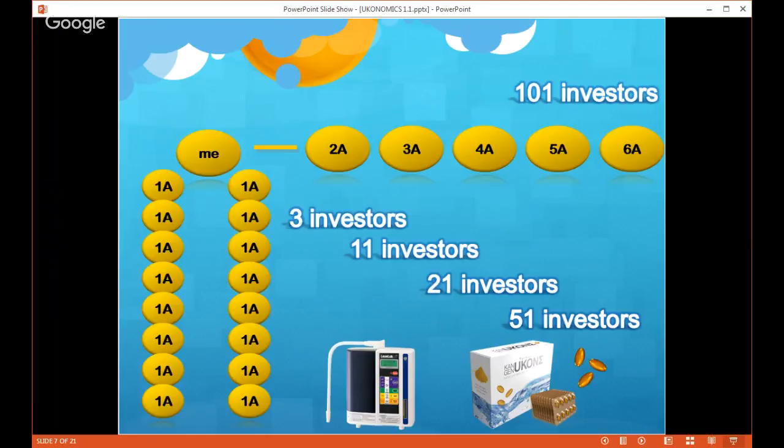So if you got 3 total investors, then you can move up to a 2A. If you had 10 total investors, your next investor will put you at a 3A. If you had 20 total investors, meaning direct sales or indirect sales, your next sale could put you at a 4A. 50 investors, total direct sales and indirect sales, your next sale will put you at a 5A, and 100 total sales of your team, direct or indirect, your next sale will put you at a 6A.